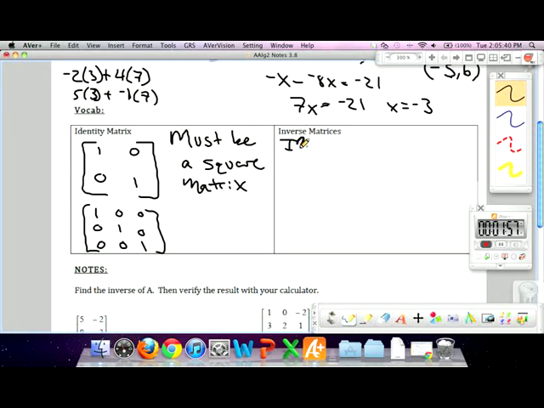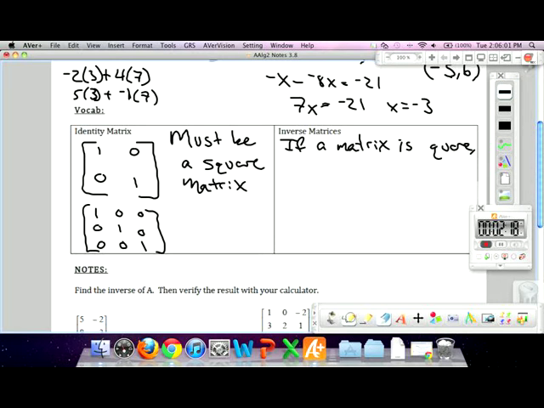So if a matrix is square, meaning it has the same number of rows as columns, then its inverse is the matrix that when you multiply it to the original, leaves you with the identity, leaves you with this special matrix.